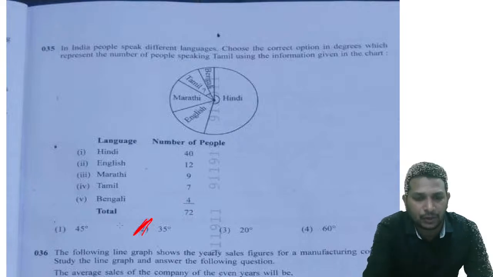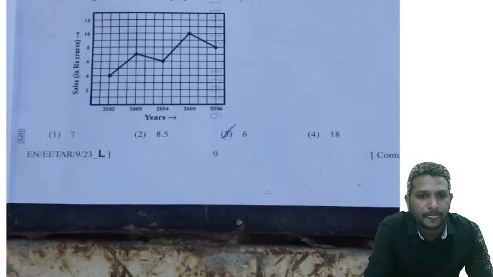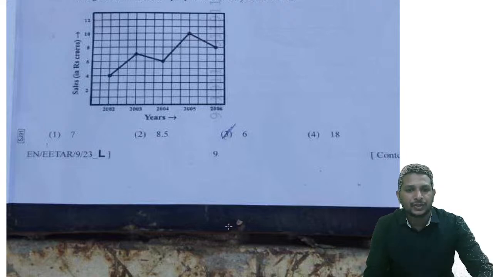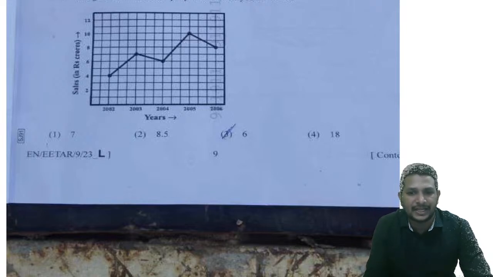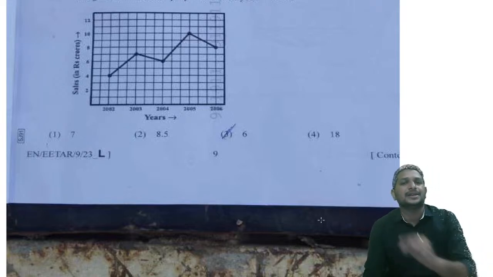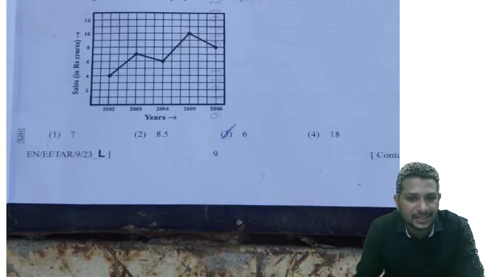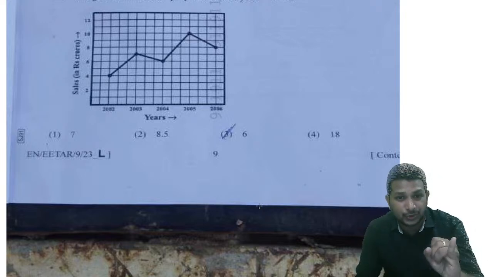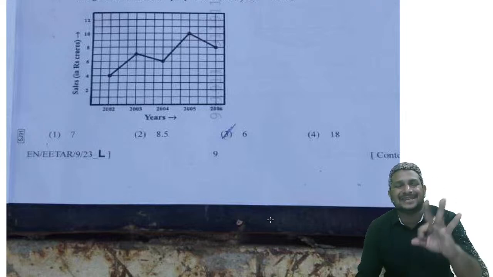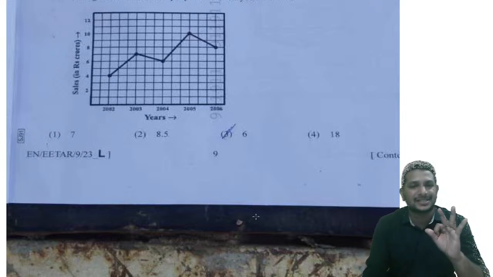Okay, next. Question number 36. Again a graphical one. So here they're asking to find the average sales of the company, but only in the even years. Even years means the even numbered years. So if you look at the diagram carefully, the even numbered years are 2002, 2004, 2006. These are the 3 even years given in the diagram.